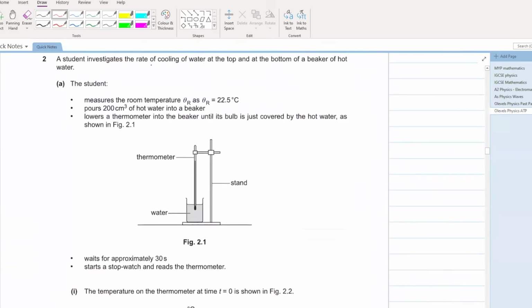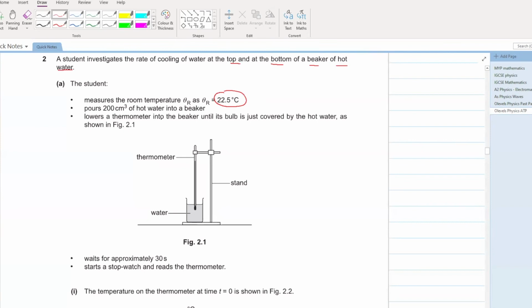A student investigates the rate of cooling of hot water. So the rate of cooling of hot water is being investigated here. We are investigating the rate of cooling of water at the top and the bottom of the beaker of hot water. The student measures the room temperature as 22.5 degrees.